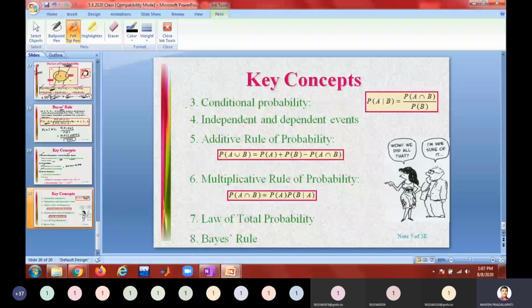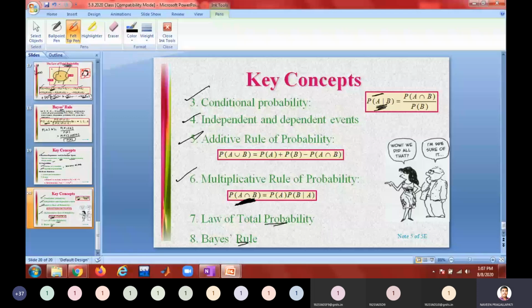What is this called? Please remember, this is called the joint probability. This is the conditional probability. And then the law of total probability and Bayes rule. So we have completed all the topics on basic probability.